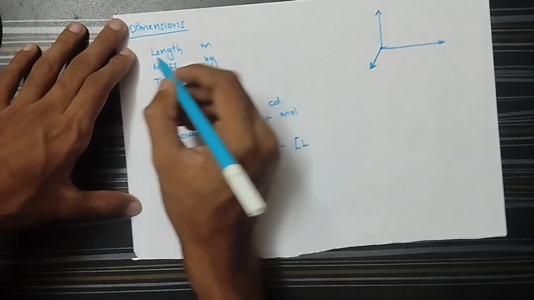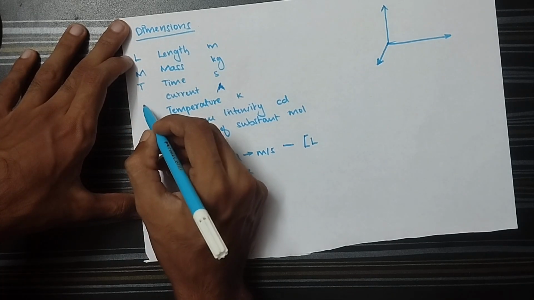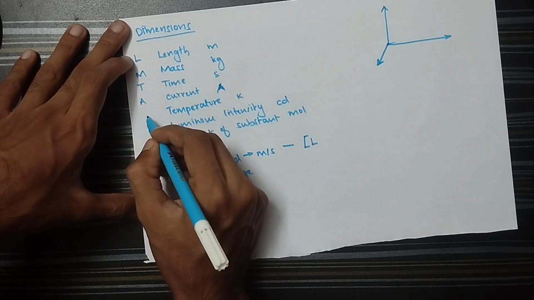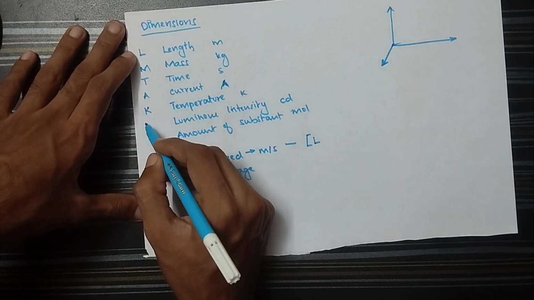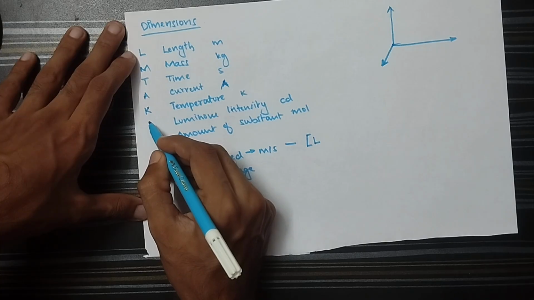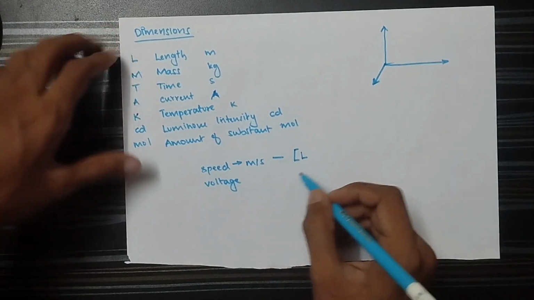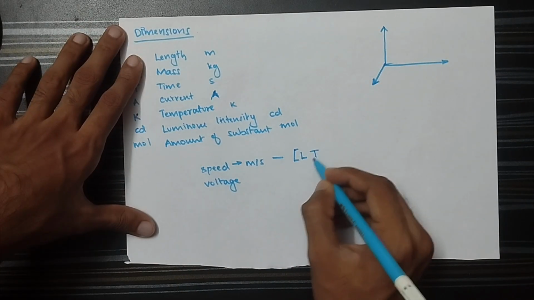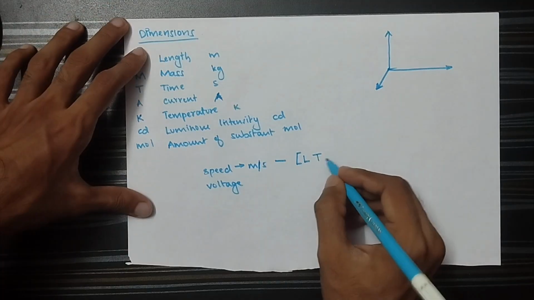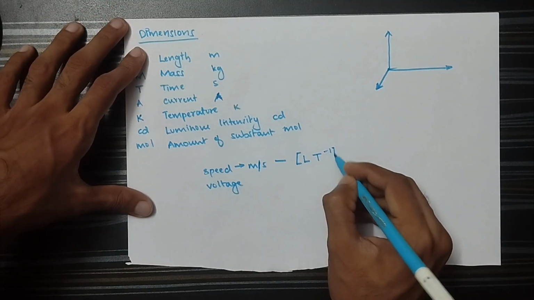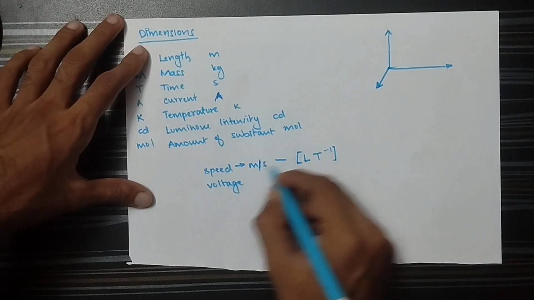As dimensions, we can represent meter as length. So we represent length as L, mass as M, time as T, current as A or sometimes I, temperature as K, luminous intensity as CD, and amount of substance as mole itself. So speed is dependent on length, meter, and time, second. Here we know it's meter per second. Second is on the denominator. So what is this raised to? This is raised to -1. -1 would mean L divided by T. So this would be the dimensions of this physical quantity.